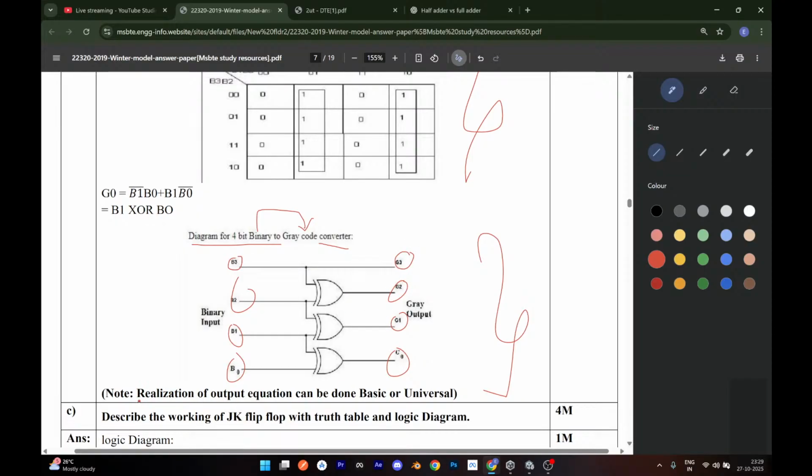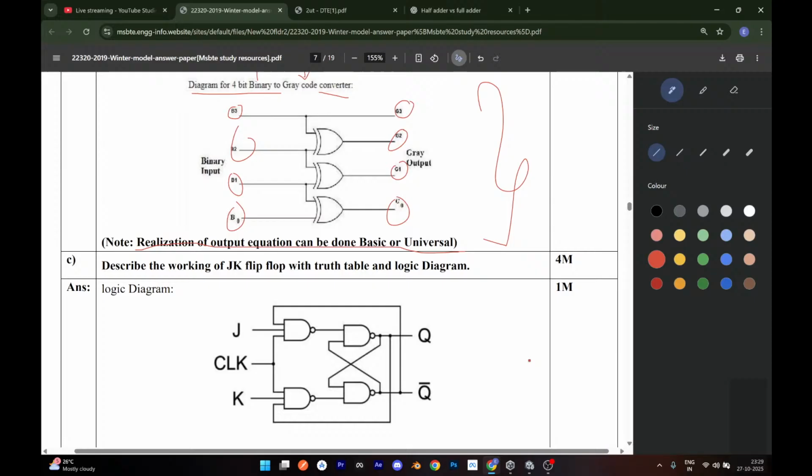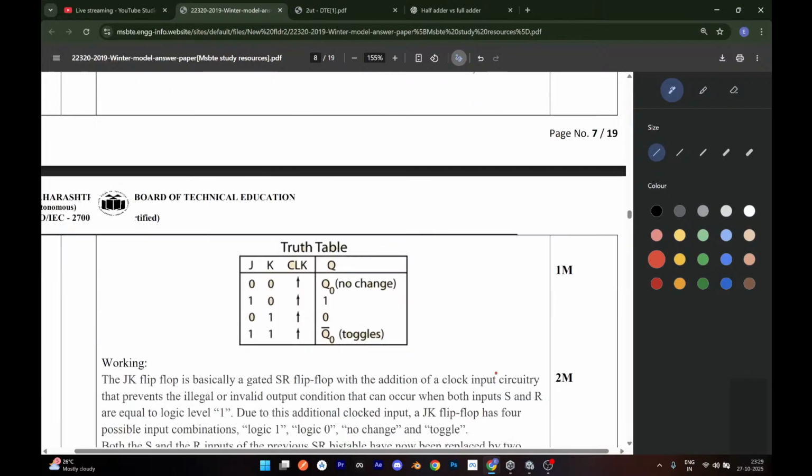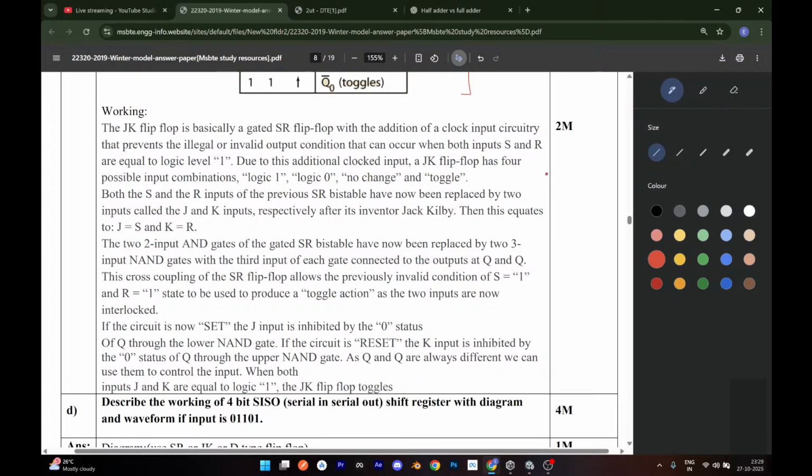Now, here one thing is given to us. Note: realization of the output equation can be done using basic or universal gates. Again, describe the working of a JK flip-flop with truth table and logic diagram. We only just saw this in our paper as well. So this is how things work. The truth table and a detailed explanation are for 2 marks.